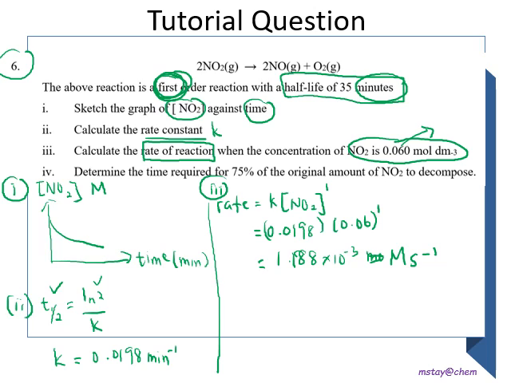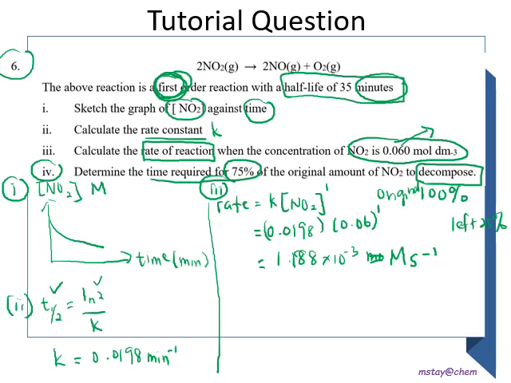Question number 4. Determine the time required for 70% of the original NO2 to decompose. Here we have two conditions. One is the original 100%, and then after 75% decomposes, it means what is left is 25%, or 25% remains.